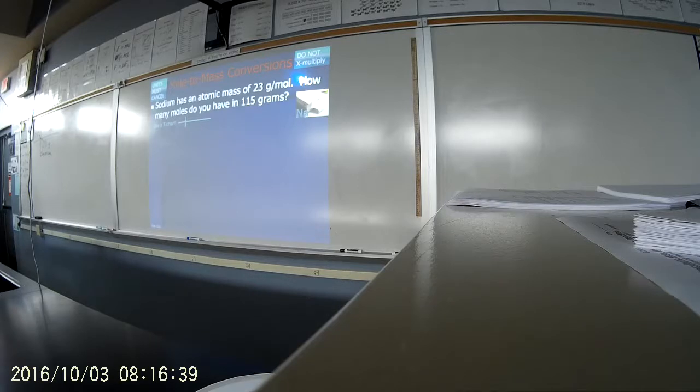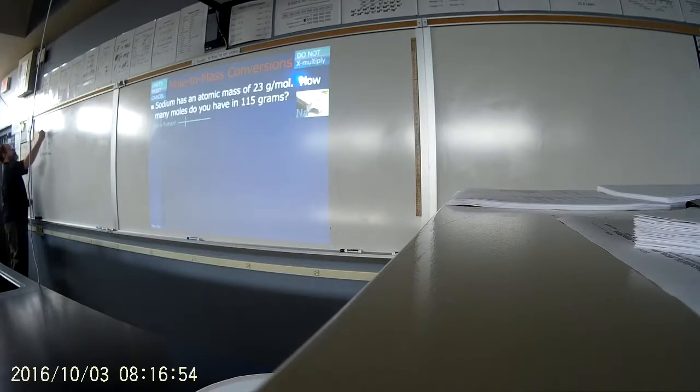You drive down the road, you look at your speedometer, and it says 60 miles per hour. 60 miles per how many hours? 1. The conversion is 23 grams per mole. 23 grams per how many moles? 1. Boom. And then it just becomes a little arithmetic exercise.